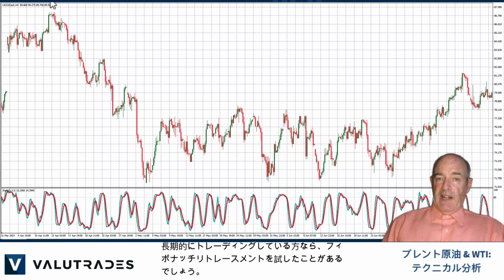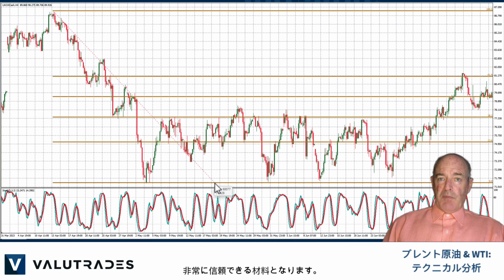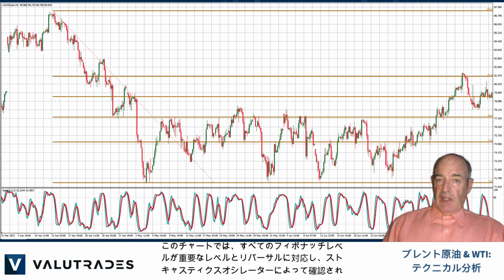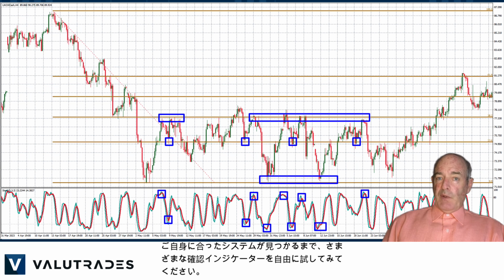If you have been trading for any length of time, you would have tried Fibonacci retracements. Of course, they don't always line up, but when they do, they can be an incredibly reliable source for spotting levels of support and resistance. In this chart, Fibonacci levels corresponded with key levels and reversals and were confirmed by the stochastic oscillator. Feel free to experiment with different confirming indicators until you find a system that works for you.